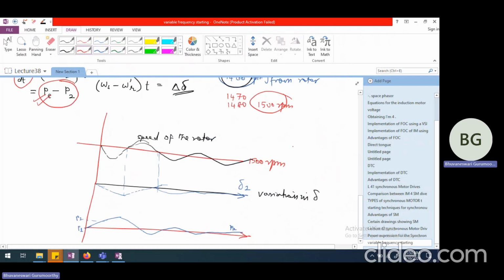This particular phenomenon is known as Hunting oscillation. The Hunting oscillation takes place in a synchronous motor drive whenever we are doing variable frequency starting. At every frequency increase, it will go through a Hunting oscillation and then ultimately settle down at a particular value of delta load angle and a particular value of load power. Then again, when I modify the frequency, it will go through one more cycle of Hunting oscillation and again settle down at a particular value of delta and load power. This will happen whenever there is an abrupt increase in load power as well.